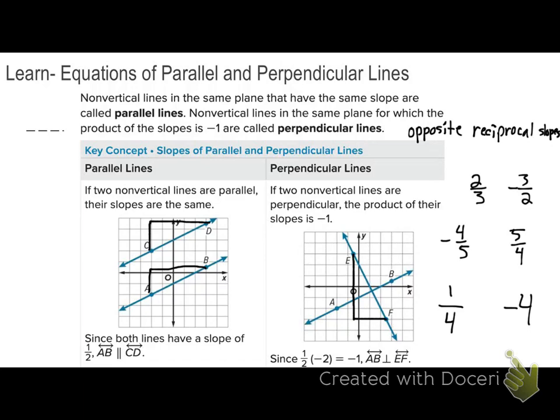This one is positive or negative? Negative because it's going downhill from left to right. This one is positive. There's the opposite part of it. They're opposite signs of each other. This one looks like it's 1, 2, 3, 4, 5, 6 over 1, 2, 3.